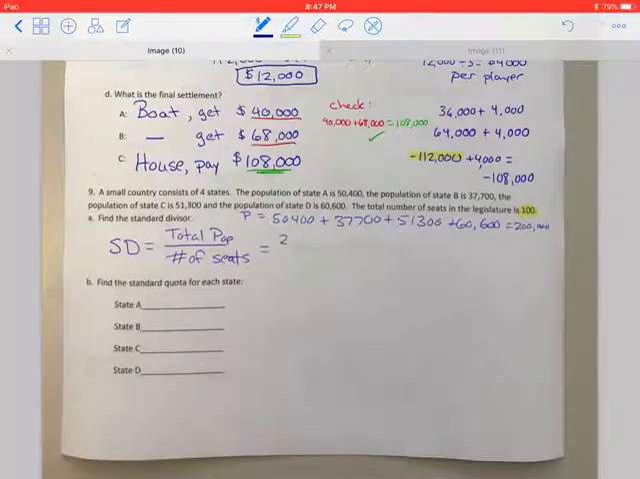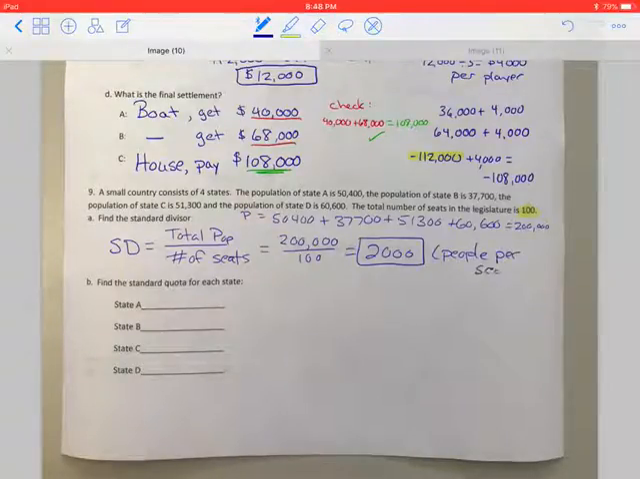All right, so our standard divisor is going to be 200,000 divided by 100. Oop, I lost a 0 there. And that's going to come out to be 2,000. So that tells us that each seat in the legislature represents 2,000 people. So this is people per seat.